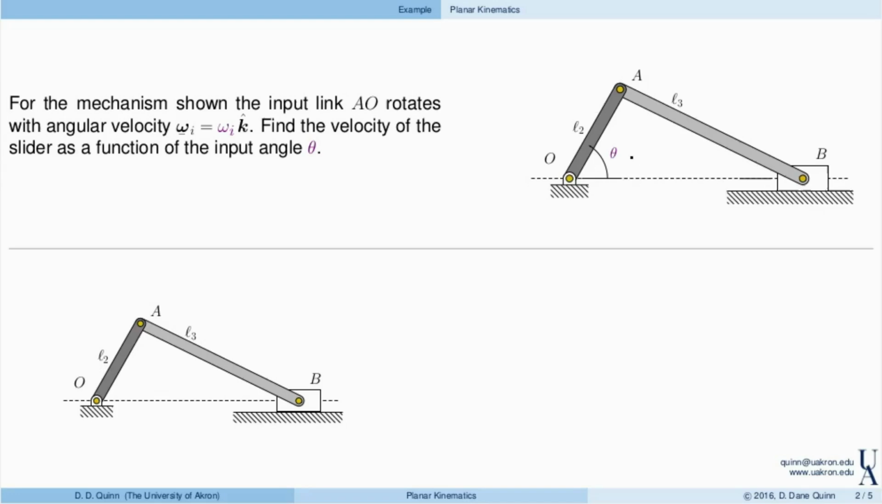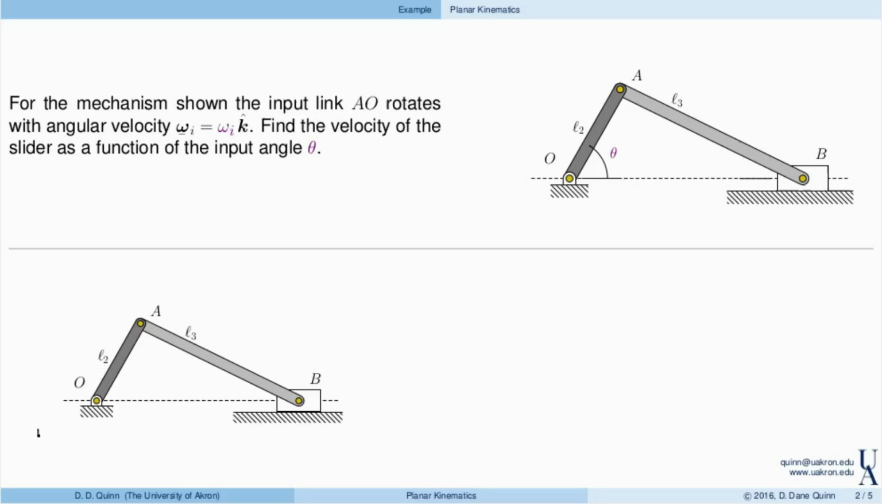So we have a mechanism here, commonly referred to as a slider crank, and here link AO, of length L2, rotates with angular velocity omega k. And I would like to find the velocity of the slider over here at B as a function of this input angle theta.